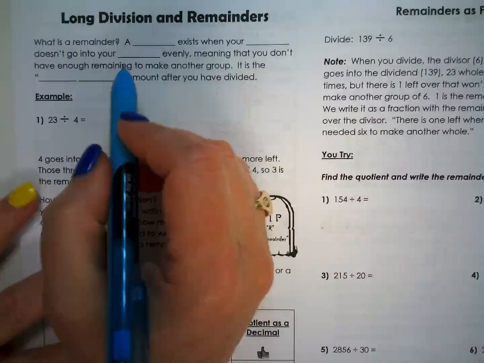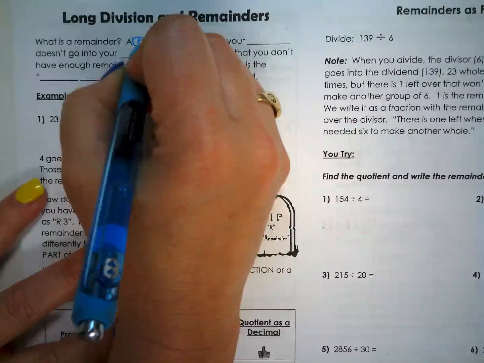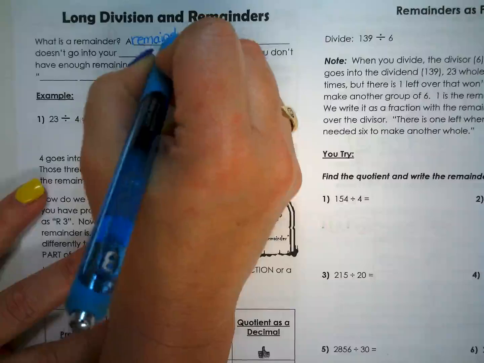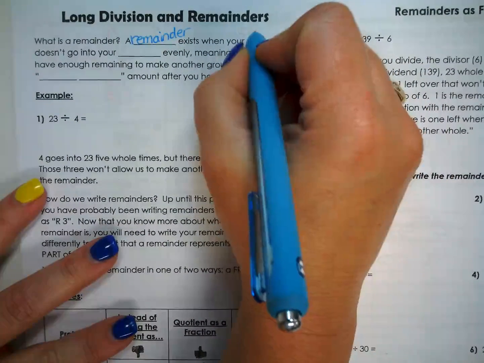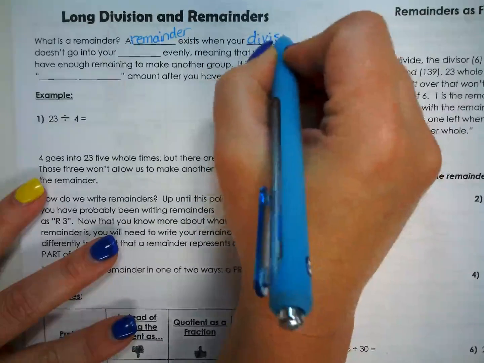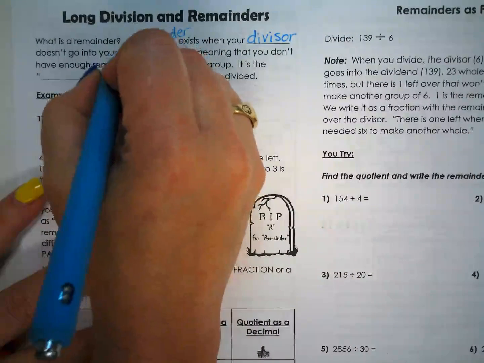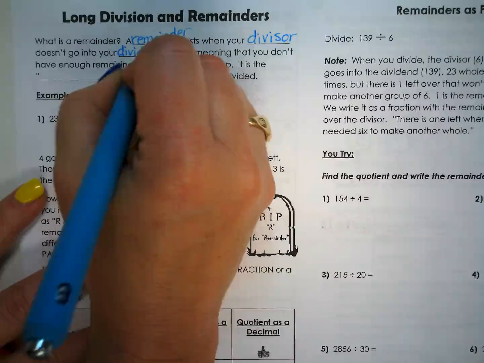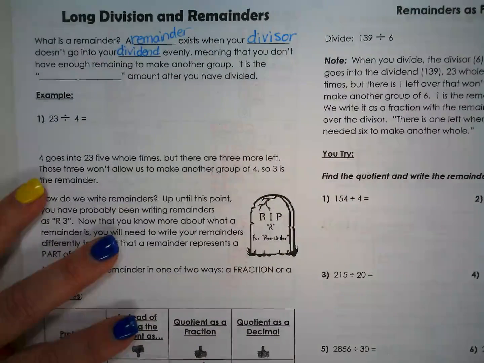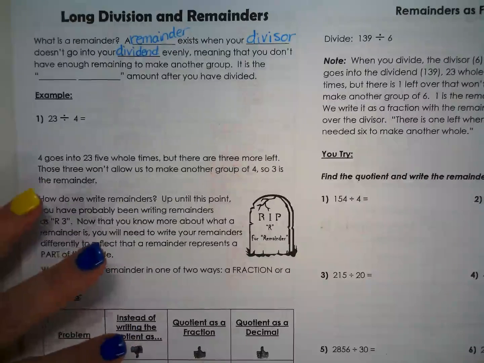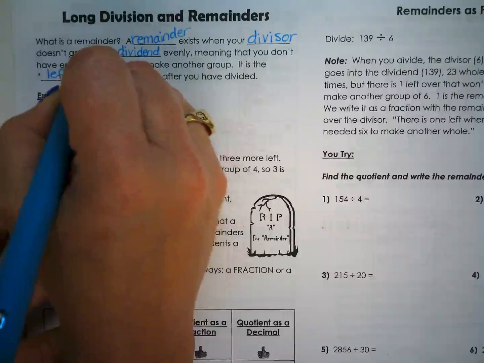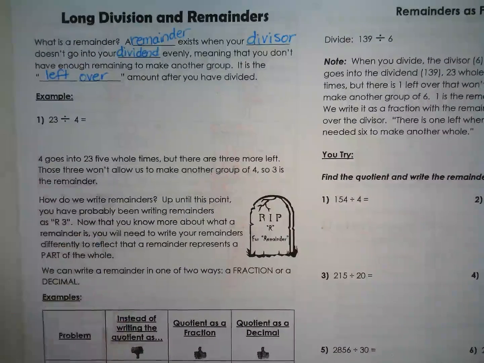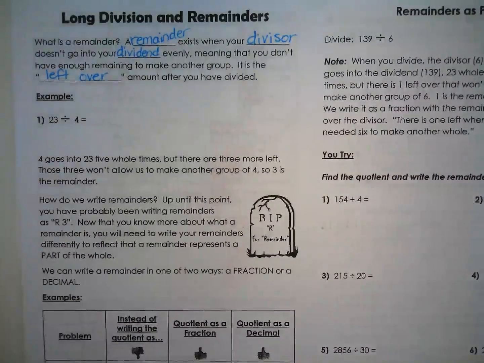So what is a remainder? A remainder, you guys can fill this in as I go, please, exists when your divisor, that's the number we're dividing by, doesn't go into your dividend evenly, right? Meaning that you don't have enough remaining to make another whole group. It is the leftover. That's the little thing that you can remember. The leftover amount after you've divided. Okay? So before we get started on anything, I want to show you a couple of representations.